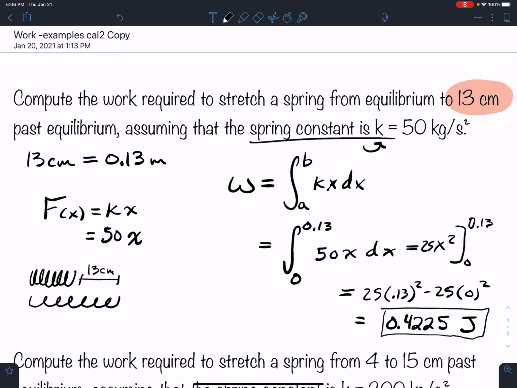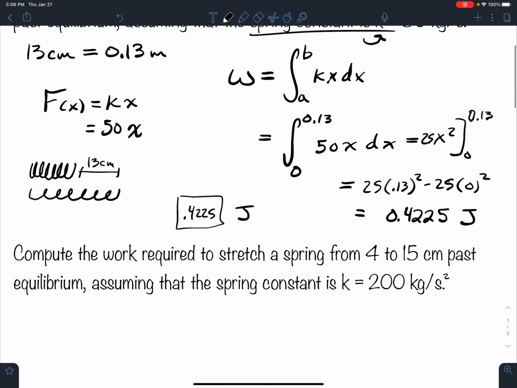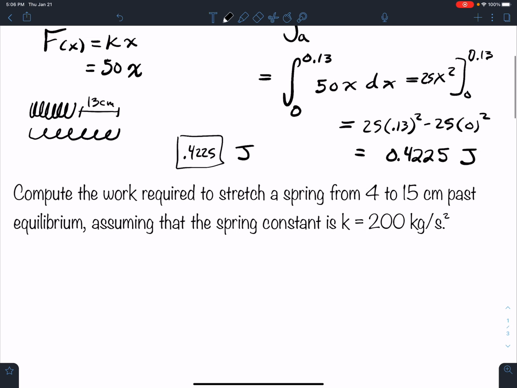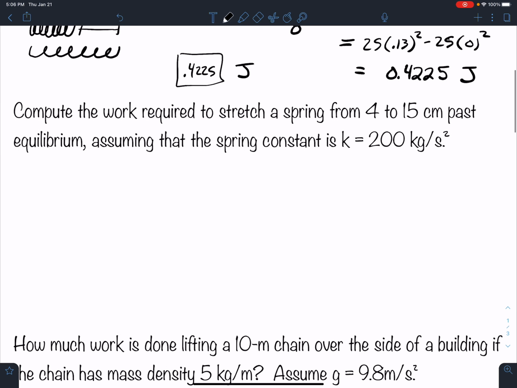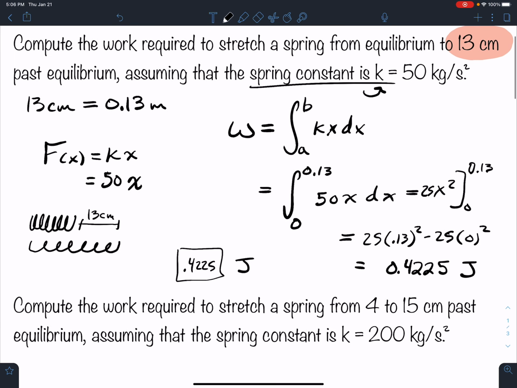So in your homework, maybe it's going to have a box, and then there's going to be a J out to the side, and you just put the 0.4225 in there, or however many decimals it says to round to, if it does specify. Remember, joules is the unit for newton meters.